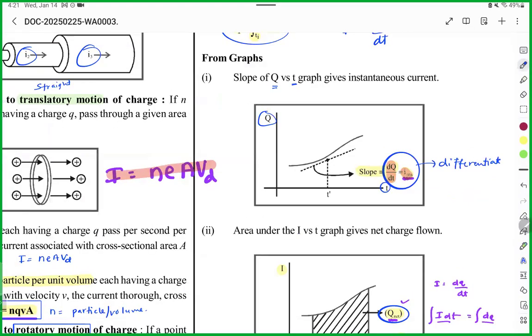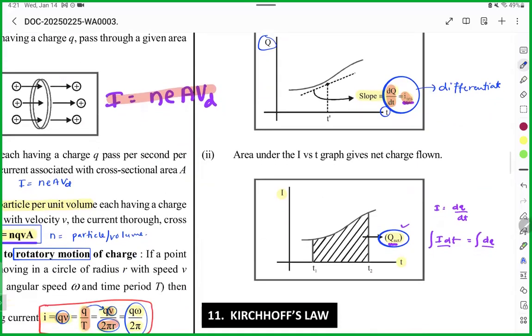Next. The slope between charge and time will give you the instantaneous current. The area under the I-t graph will give you charge, because dq will be the integration of this. In the same thing you have to use a different method, whether differentiation or integration. It depends on what is given. In the first situation, charge and time will give you current. In the second case, current and time will give you charge.